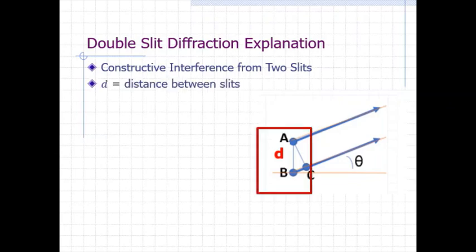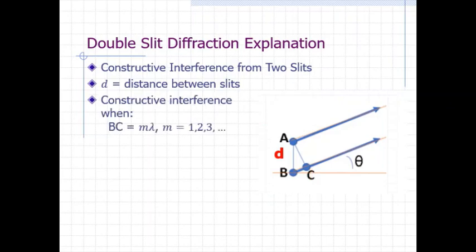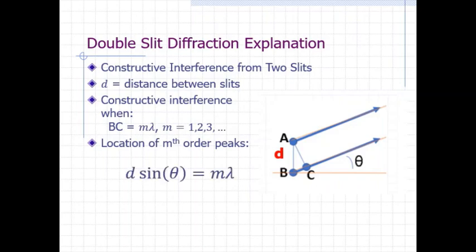If d is the distance between the slits, indicated as points A and B in the diagram shown here, there will be constructive interference between waves emerging at angle theta from slits A and B if the extra distance that the wave from slit B needs to travel is an integer multiple of lambda. We can write BC equals m times lambda, where m is an integer. It's easy to see that BC is equal to d times sine of theta. Therefore, the location of the mth order peaks are such that d times sine theta equals m times lambda.